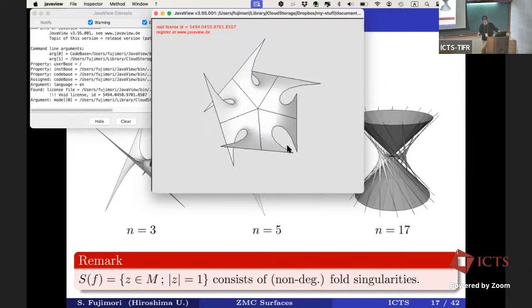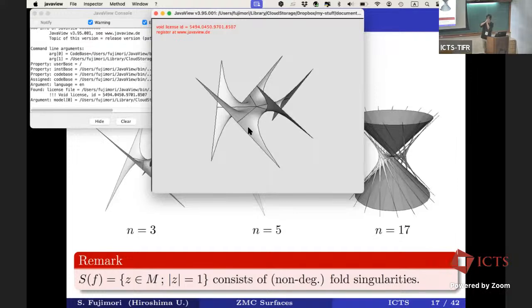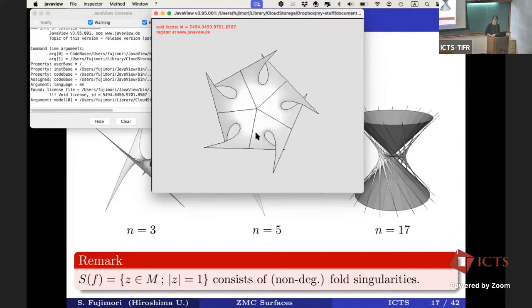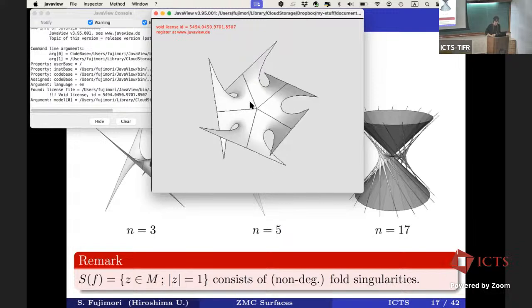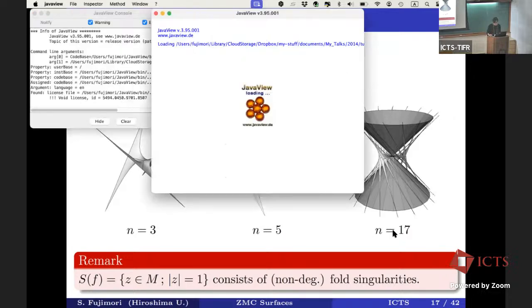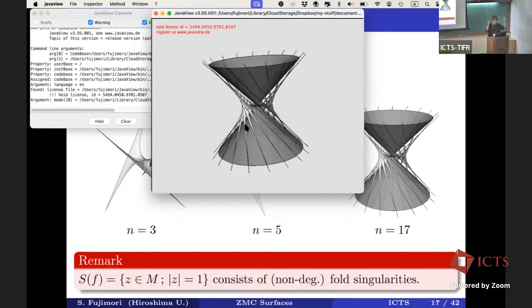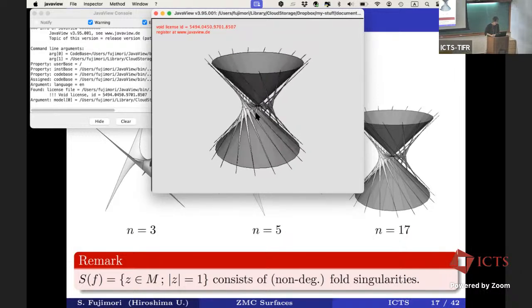If we draw a wider domain, then this goes to infinity. So somehow the catenoidal shape collapses, and we have 5 components for the singularities. And when n is bigger, it looks very much like this right cone. I would like to make sure that the surface is asymptotic to this cone, this right cone. This is the n equals 17 case.